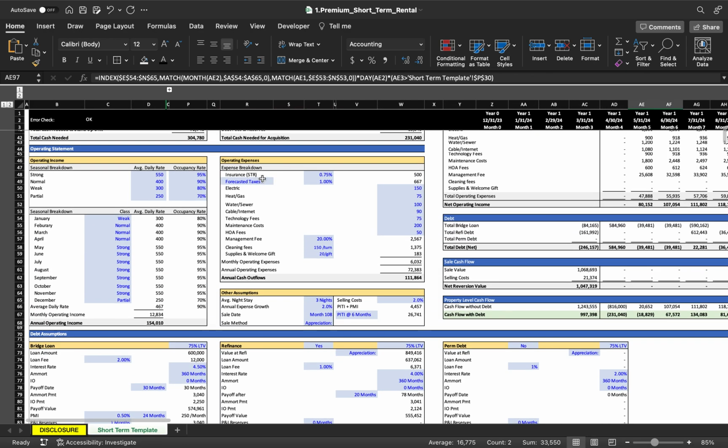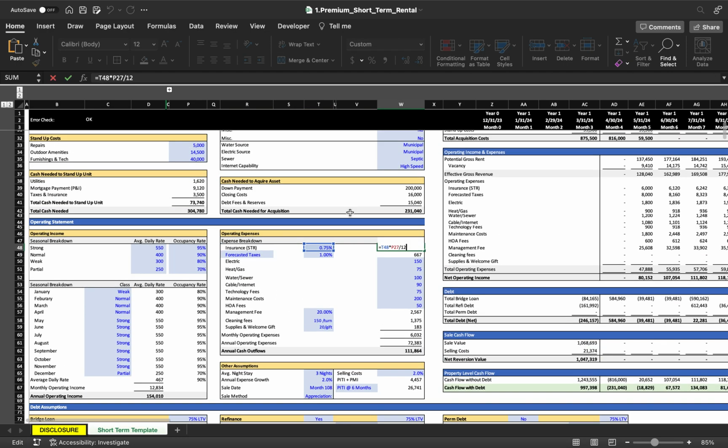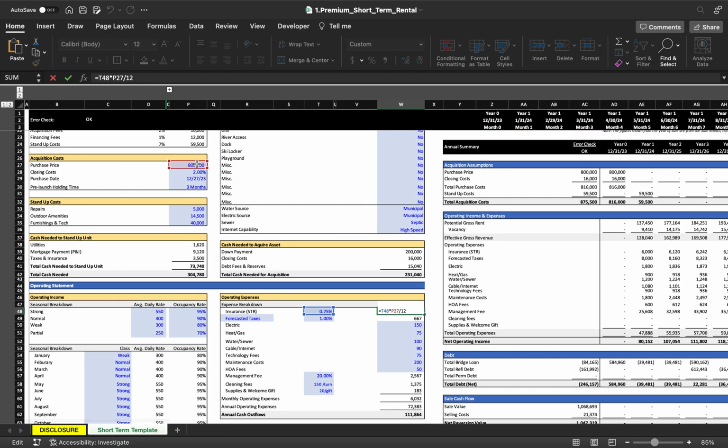So next we're going to go to the operating expenses. You'll see that it's pretty straightforward. You have insurance, tax, and you've got some utilities, electric, heat and gas, water, cable, technology fees, maintenance, and then HOAs. Again, the blue cells are the input cells. So for this insurance, it's a percentage. I think we tied it to a percentage of the purchase price. Yes, we did. So you can manually override this if you want, but it's just a way to calculate insurance.